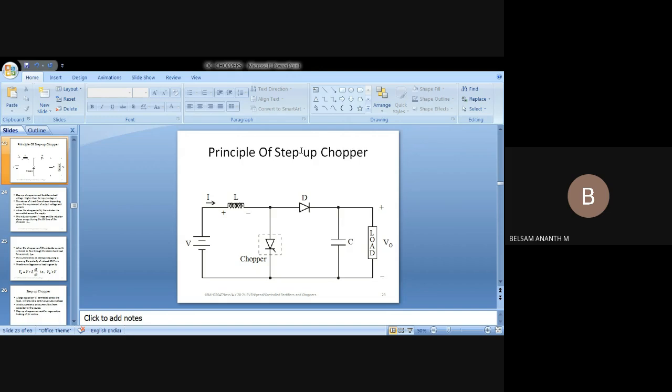Here again we have a chopper diagram. I have a voltage source, then an inductor, then a chopper, along with the same diagram, then a capacitor, and finally a load. Comparing to the previous one, what is the speciality here? The earlier one we discussed as the step down chopper. You all remember the name.